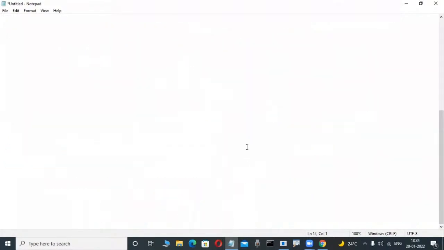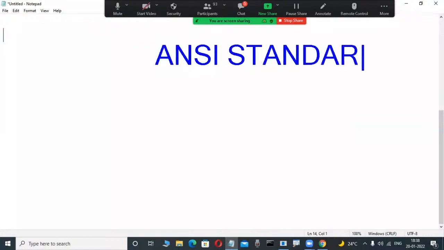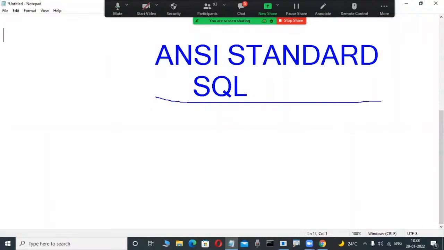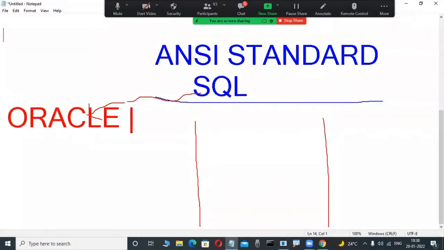The same is true here also. SQL is an ANSI standard language. ANSI, the American National Standards Institute, defines some standards for the SQL language. This ANSI standard language is used to operate all relational databases. I agree, but unfortunately, from this ANSI standard SQL language, Oracle Corporation created their own SQL that is called Oracle SQL. That is important.